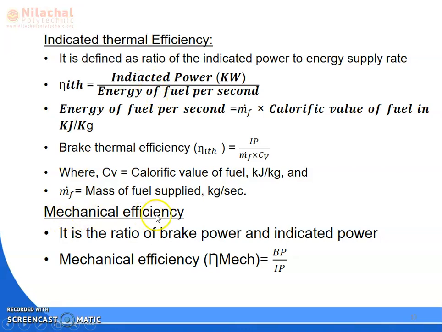So likewise, we calculate mechanical efficiency. What is mechanical efficiency? It is the ratio of brake power to indicated power. As I know, indicated power is your gross power. From that, some of the power is lost due to friction and we get brake power. So if two powers are given in a question, how can you tell which one is indicated power and which one is brake power? The smaller power is the brake power, and indicated power would be more. So brake power is less than indicated power. Brake power by indicated power gives us mechanical efficiency.